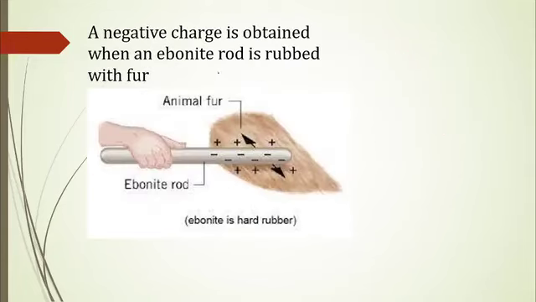Alright, so what about negative charges, how are they obtained? Look at the diagram here. You see an ebonite rod, and then you see an animal fur or animal skin. A negative charge is obtained when this ebonite rod is rubbed with fur, or not just fur, when it's rubbed with polythene. Negative charges are created in that ebonite rod, which leaves the animal fur positively charged.